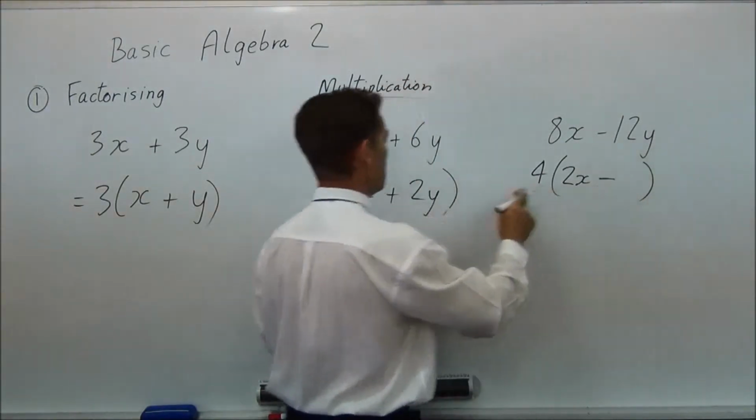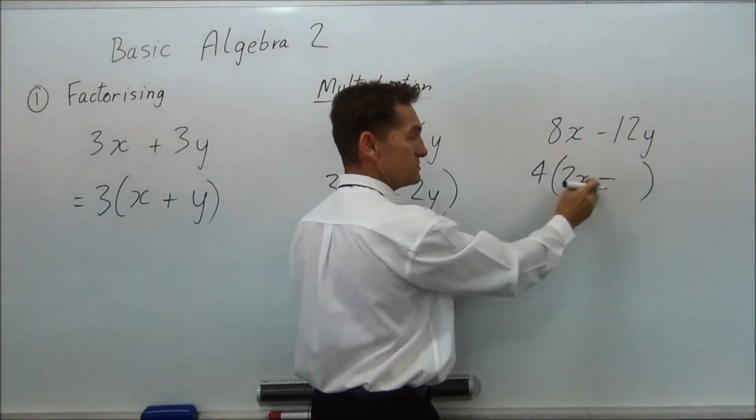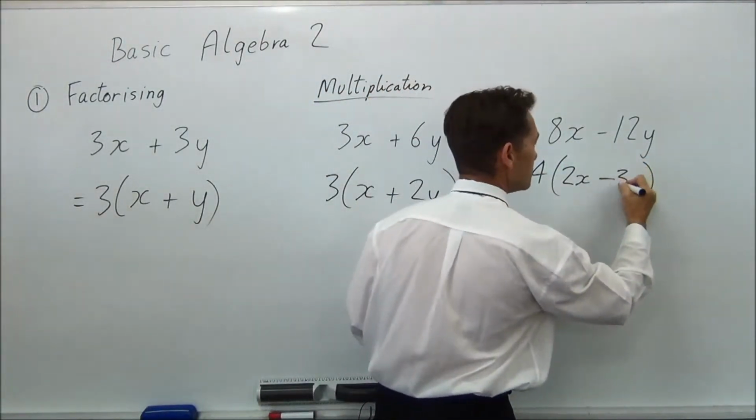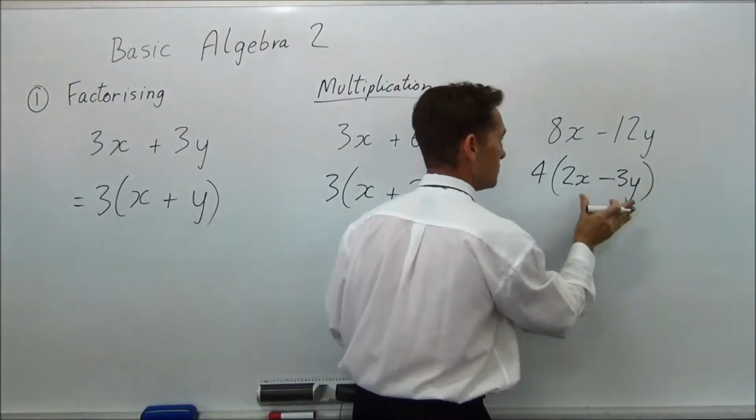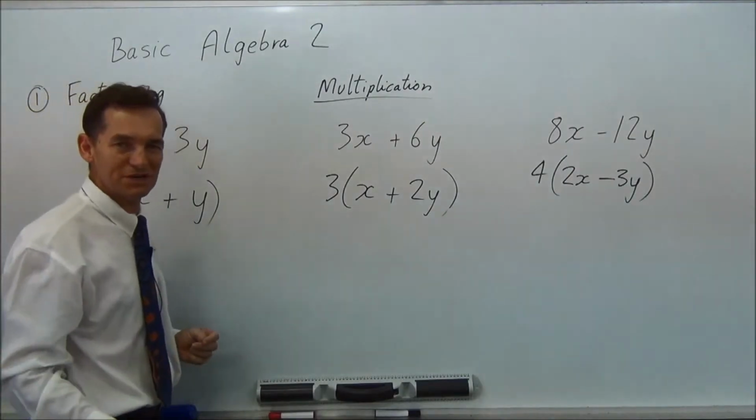Minus, notice I'm keeping the sign. Every time, the sign doesn't change. Okay, make sure you keep the sign too. 4 times what is 12? Well, 3, and you've got a y, 3y. So we've factorised each of those, and that's it, you're done.